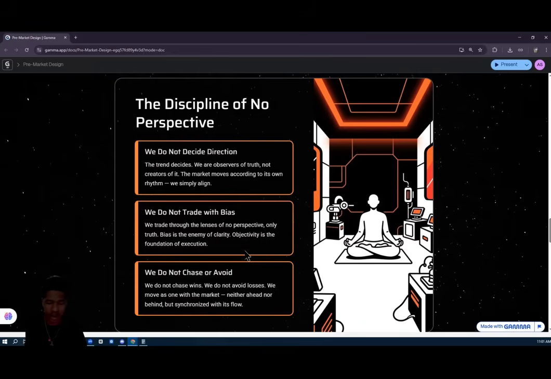Bias is the enemy of clarity. Objectivity is the foundation of execution. We do not chase wins. We do not avoid losses. We move as one with the market, neither ahead nor behind, but synchronized with its flow. Pretty much at the end of the day, be in sync with the market.